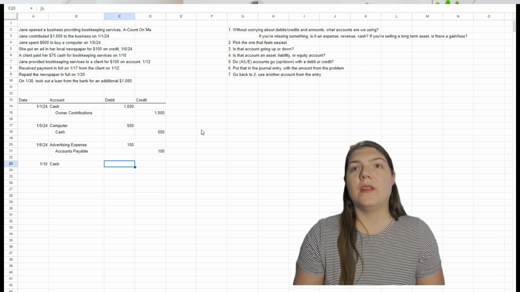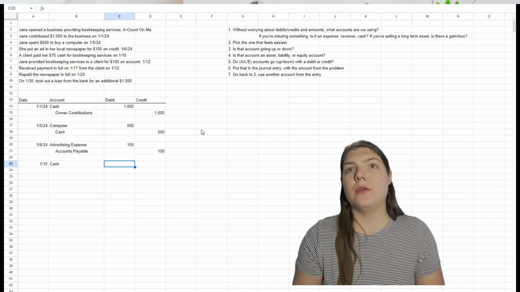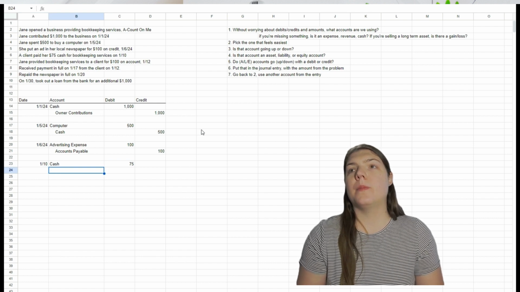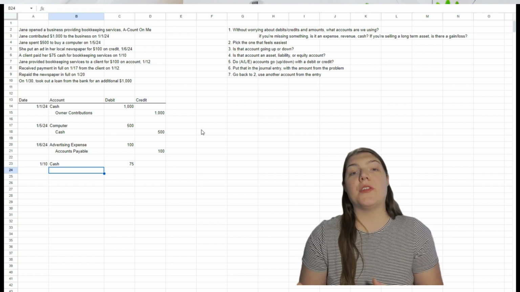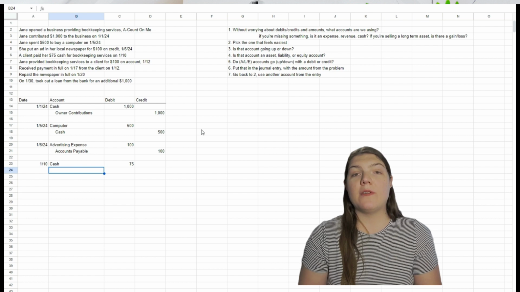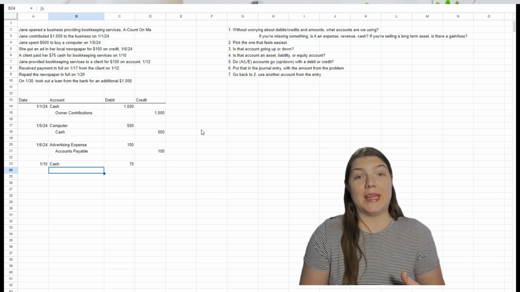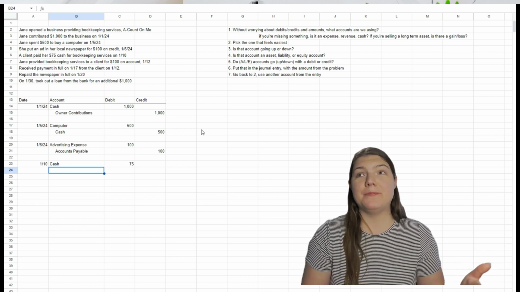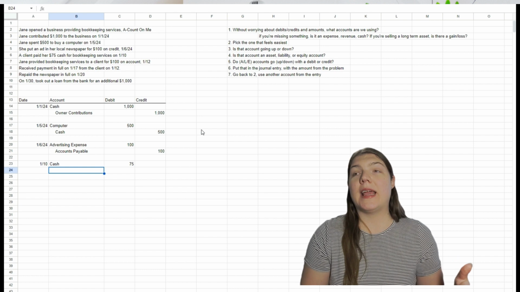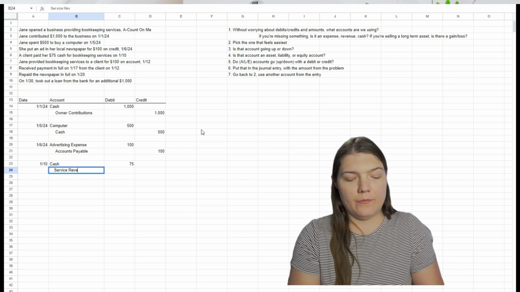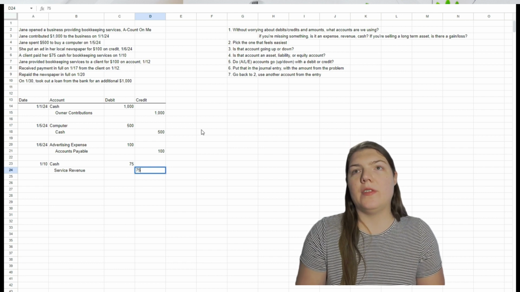So we'll write that down. Cash of $75. Okay. And the other one is the service revenue. So service revenue is going up. We're providing a service for someone, they're paying us. Service revenue is an equity account because it increases net income. And equity accounts go up with a credit, so I'll put it here. Service revenue of $75.